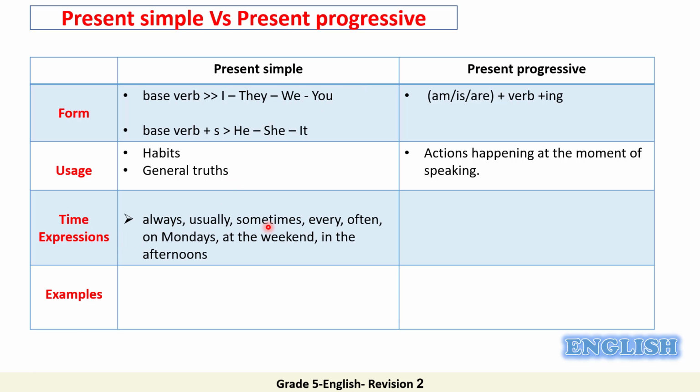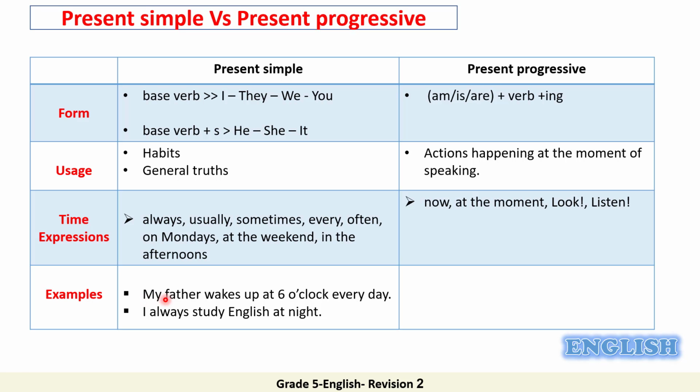Always, usually, sometimes, every, often, on Mondays, at the weekend, in the afternoons, all these are time expressions that refer to the present simple. Now, at the moment, are time expressions for the present progressive, and there are two keywords that also refer to the present progressive. Like when you see look or listen at the beginning of a sentence, this means that the tense that follows is going to be the present progressive. Clear, right?